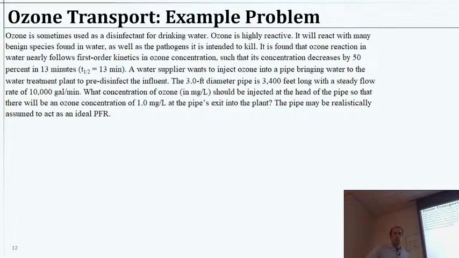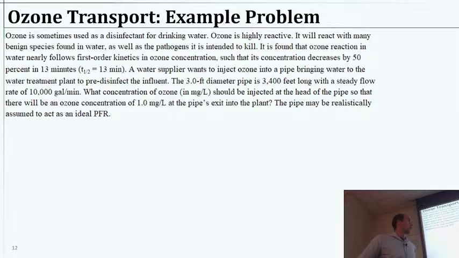A water supplier wants to inject ozone into a pipe that's bringing water to the plant for some sort of pre-disinfection effect on the influent. We have a 3-foot diameter pipe that is 3,400 feet long, with a steady flow rate of 10,000 gallons per minute. So the question is, what concentration of ozone in milligrams per liter should we inject at the beginning so that there will be at least 1 milligram per liter when the pipe exits into the treatment plant? And we can realistically assume it's an ideal plug flow reactor.